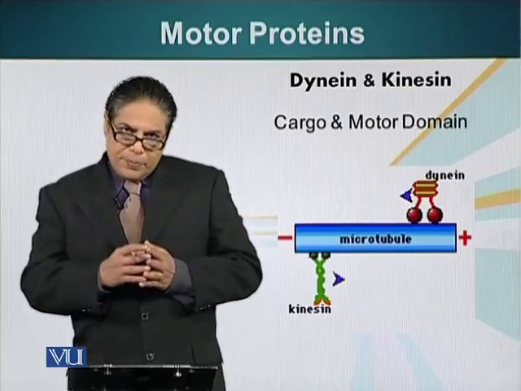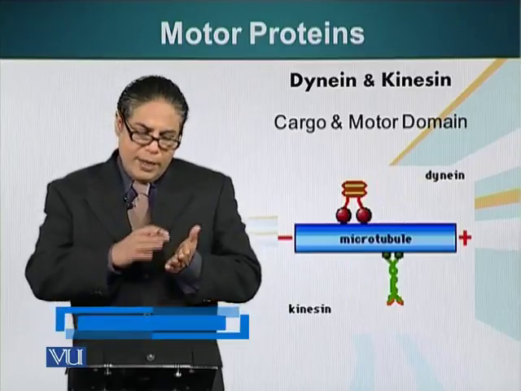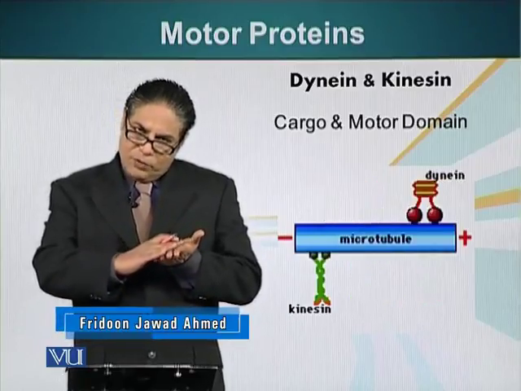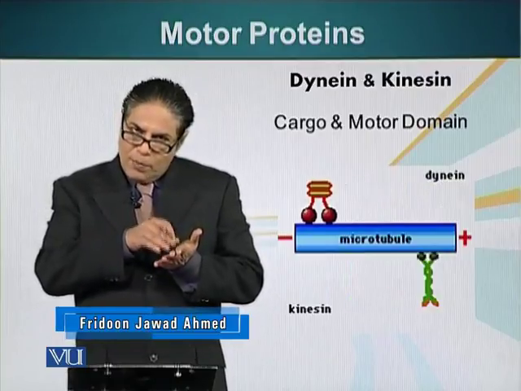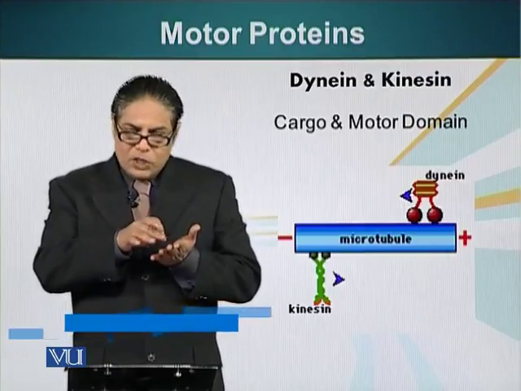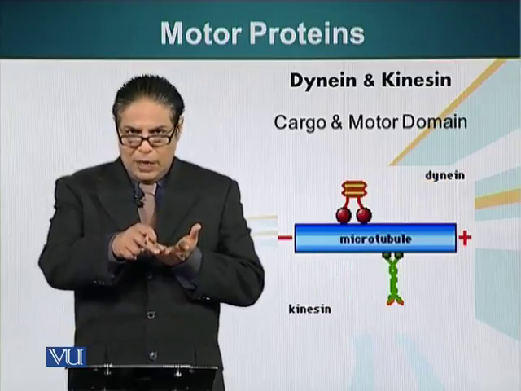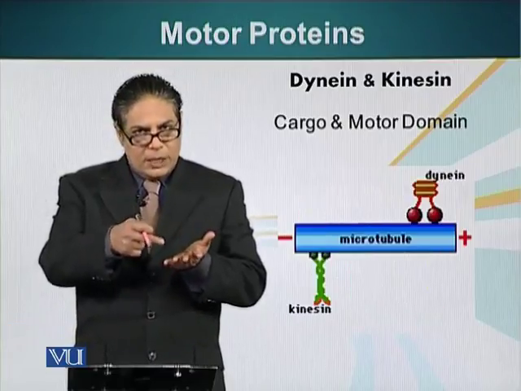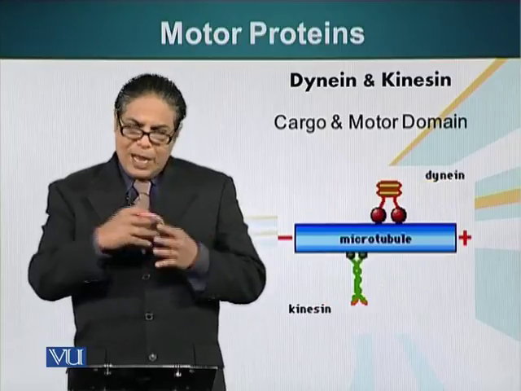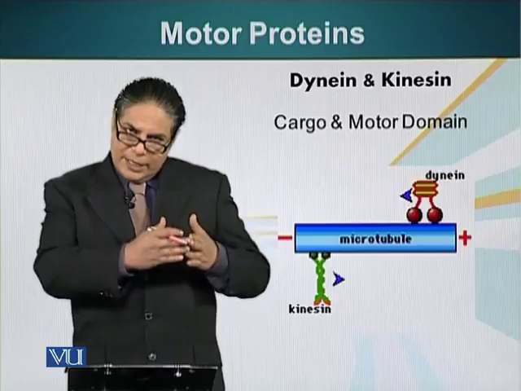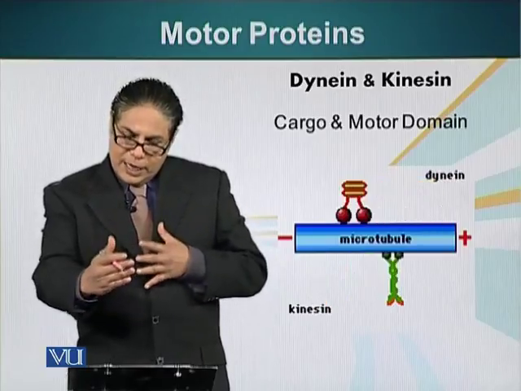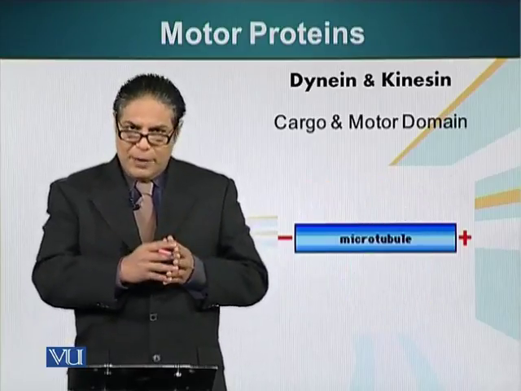The motor domain of a motor protein can recognize the surface of the microtubule, and just by looking at the surface, the motor protein knows in which direction the plus end of the microtubule lies and in which direction the minus end lies. As we have established, the minus end of the microtubule is towards the cell center, whereas the plus end is towards the cell periphery or the plasma membrane.